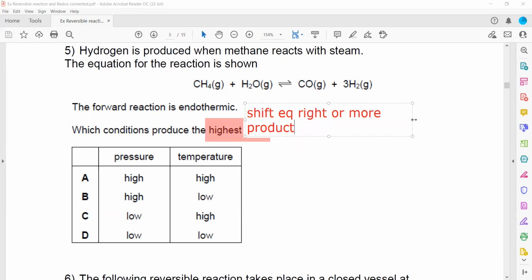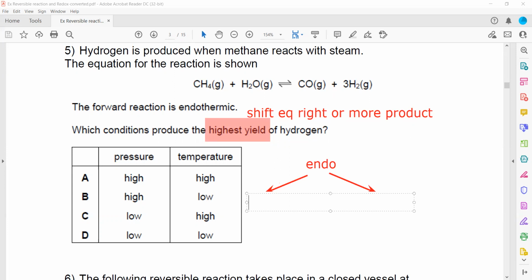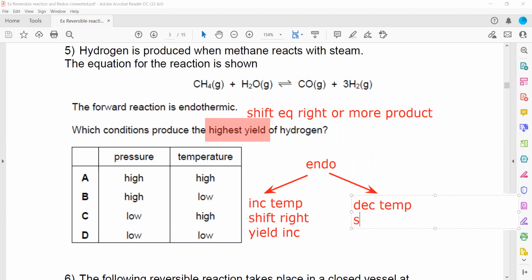So first the reaction is endothermic. If the forward reaction of the reversible reaction is endothermic, then when we increase the temperature, equilibrium will shift towards the right hand side, or the yield will increase. And for an endothermic reaction, if we decrease the temperature, equilibrium will shift towards the left hand side, or the yield will decrease.